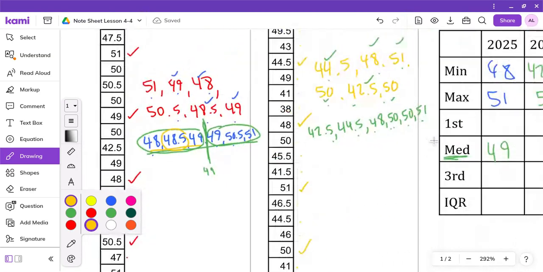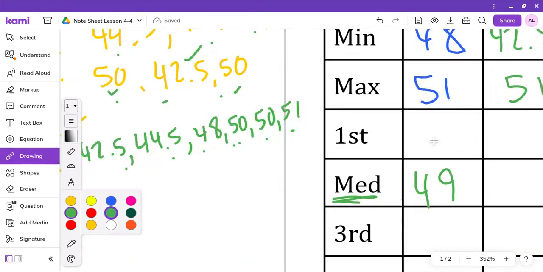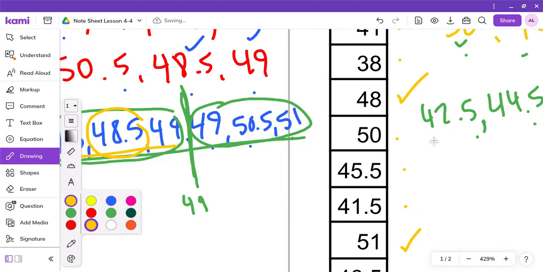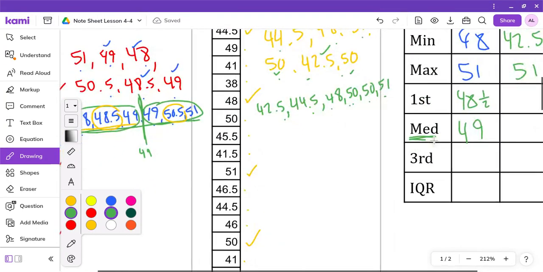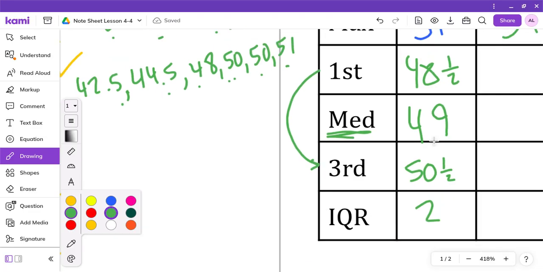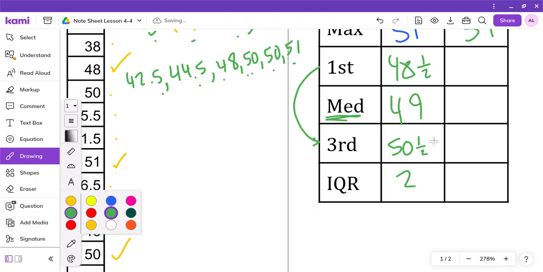Okay. I'll put that in there. And then the middle of this, 50.5. So the interquartile range is from here to here, right? That is 2 points apart. Remember, these are points on the test. So the interquartile range is 2.